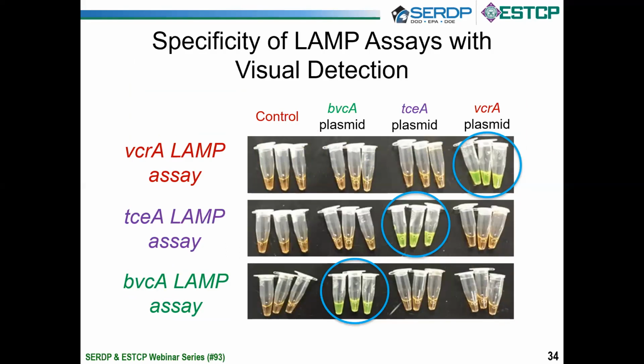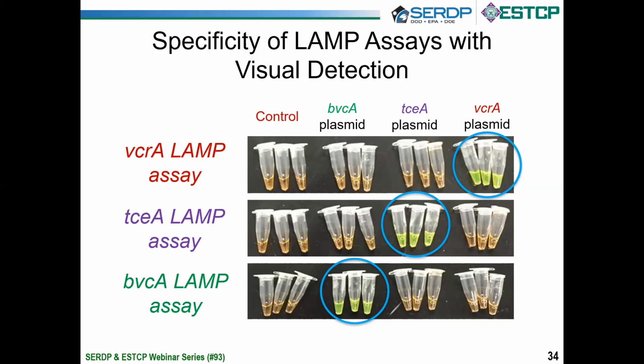We also examined the specificity of the LAMP assays. For this, we tested each assay using different plasmid standards. The image on the top illustrates the results for the VCRA assay, for the control, for the BVCA plasmid, for the TCEA plasmid, and for the VCRA plasmid. You can see only the VCRA plasmid produced a positive signal.